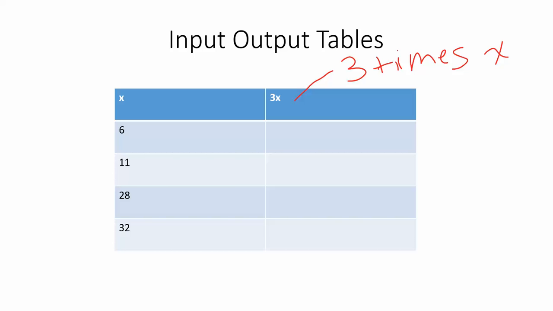Let's get started. First, x is equal to 6. So my answer would be 3 times 6, or 18. Next, let's evaluate when x is 11. 3 times 11, 33.